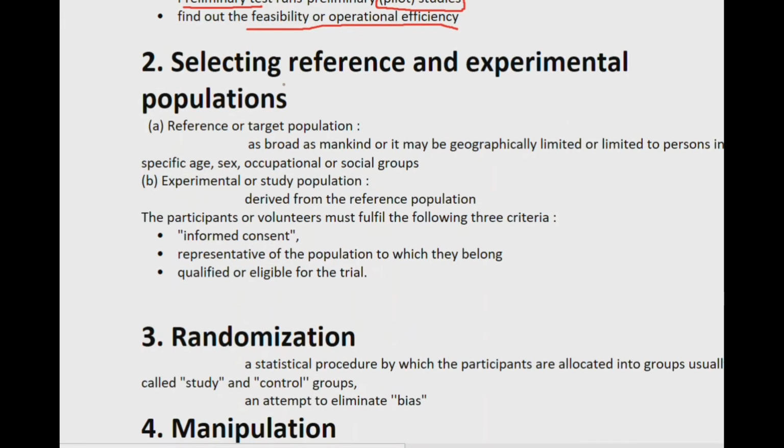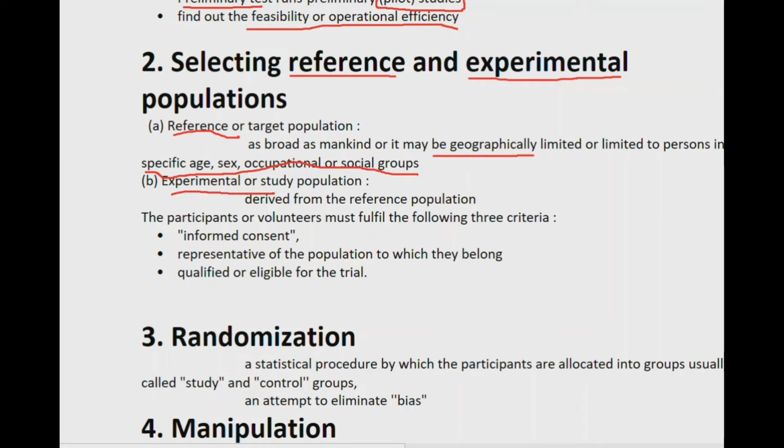The second one is selecting reference and experimental population. In randomized control trials, first we have to select a reference population. A reference population can be a whole group limited to a geography, or persons living in a particular area, or a specific age group, or males, or occupational or social groups. In that way we can take any one. That is called the reference group. And the experimental or study group must come under this reference group, so they are derived from the reference group.